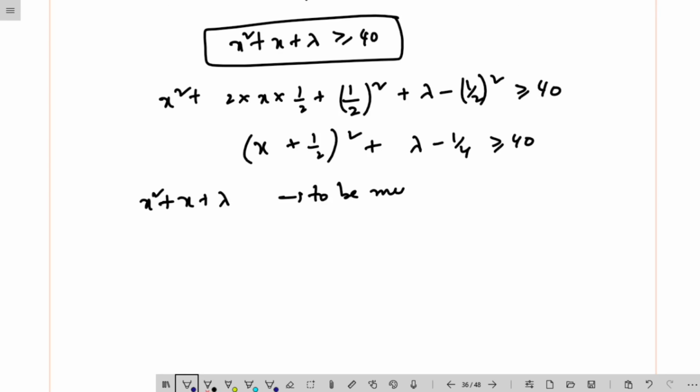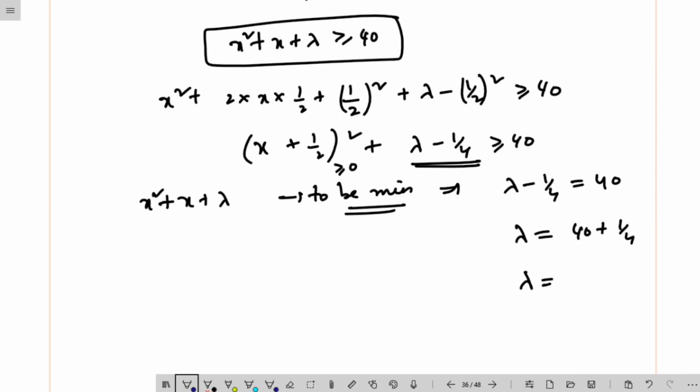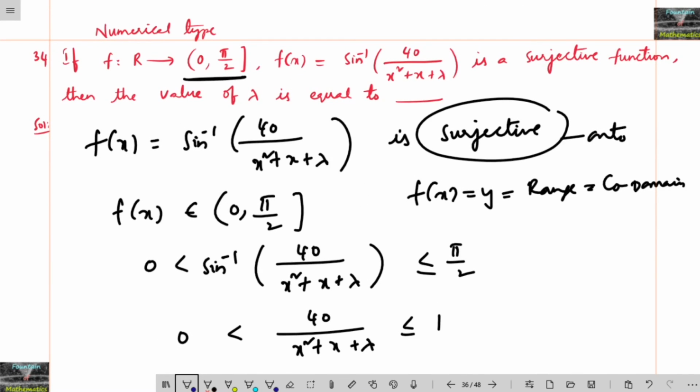For the range purpose, this x square plus x plus lambda must be minimum. To be minimum, this must be 0. And hence we can say lambda minus 1 upon 4 should be greater than or equal to 0, and this must be equal to 40. So for the minimum purpose, lambda is equal to 40 plus 1 upon 4. 40 plus 1 upon 4 is 40.25, and hence we can consider the lambda value is 40.25. This is a numerical type question, right?